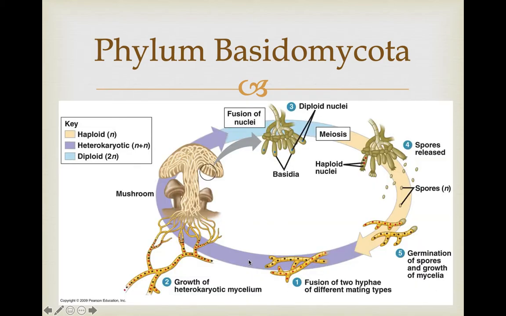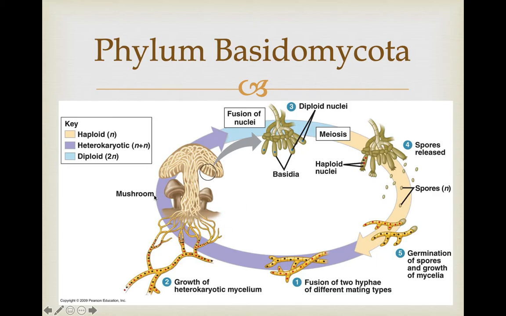So here's the reproductive cycle of the fungus, phylum Basidiomycota. Very similar to all the rest of them. You have that mating process right there, where the two haploid nuclei are going to fuse. It's not really an exchange of sperm or eggs kind of thing. It will grow that mushroom once that occurs.